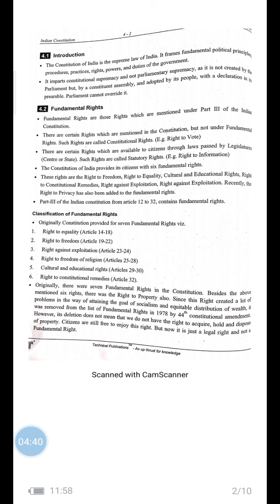As for the classification of fundamental rights, originally the constitution provided 7 fundamental rights, but here mainly 6 fundamental rights are considered.